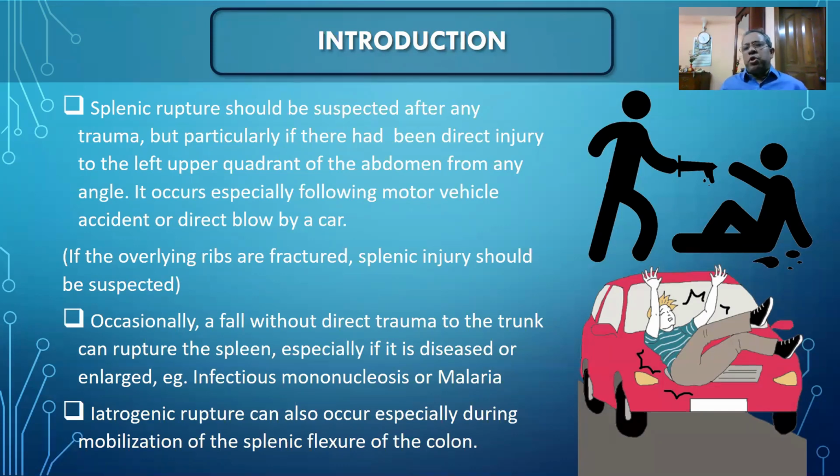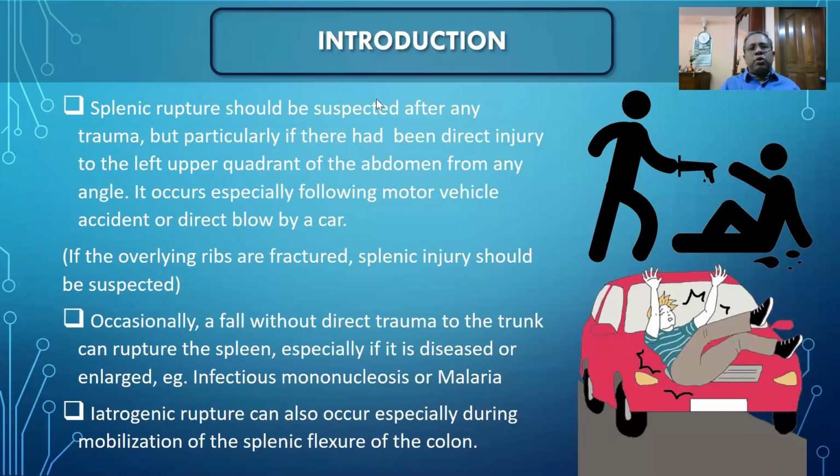Although there is a chance of injury, whenever there is more force applied over the rib cages, like accidents or trauma, or a direct blow over the hypochondrium, it directly hits the spleen and it ruptures. Or there may be injury from the back, that means fracture of the ribs, and that fractured rib also gives injury to the spleen.